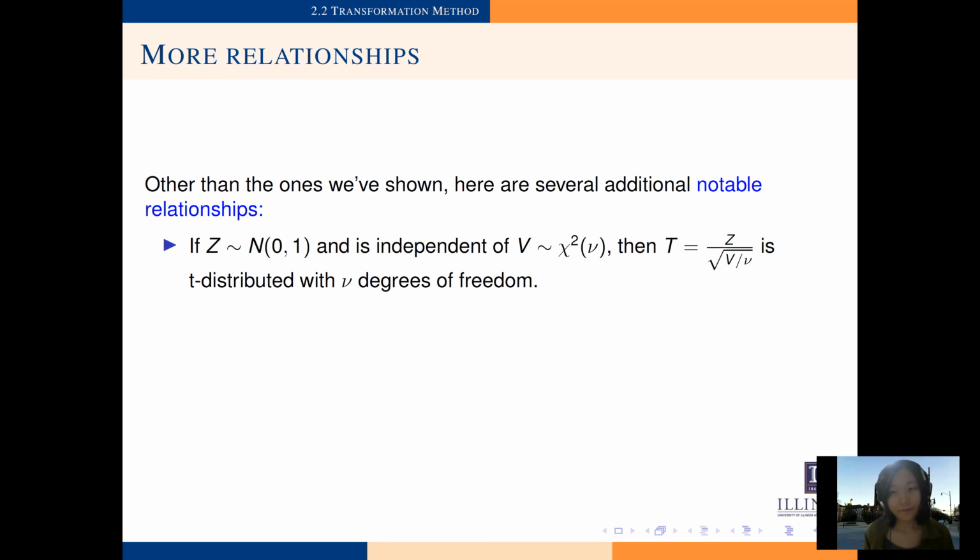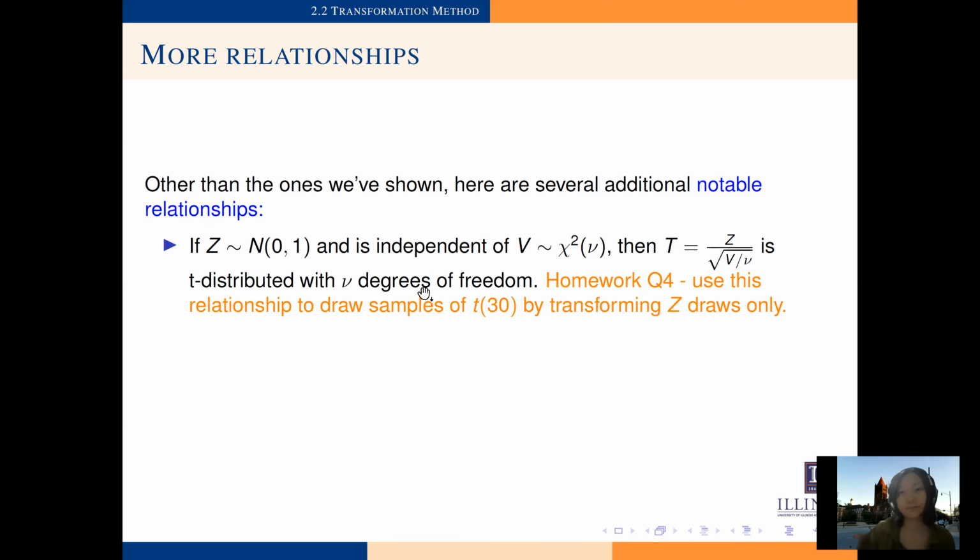Let's suppose that z follows the normal distribution with mean 0 and standard deviation of 1. And suppose that there's another independent chi-square random variable. We call it v, and that follows the chi-square distribution with nu degrees of freedom. In this case, if we say t equals the ratio between z and the square root of v divided by its degrees of freedom, then this t is student t distributed with nu degrees of freedom. So this is one way that we can use the z and the chi-square distributions and transfer that to samples from the t distribution.